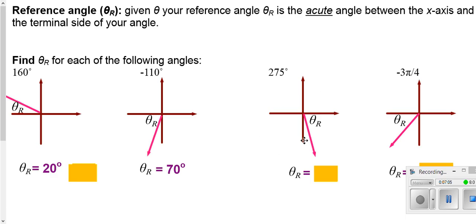275, well 270 puts you right at the bottom, so 275 puts you just past that. So we're at 275, and we've got to get to the x-axis, which is at 360, because we always want the smaller one. So what's the difference between 360 and 275? And that would be 85 degrees.